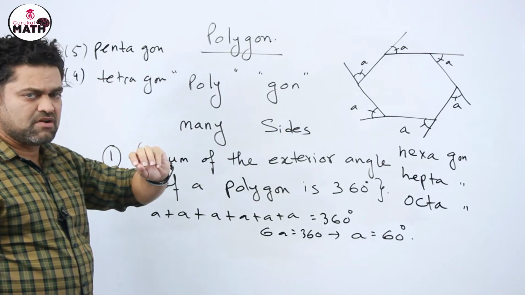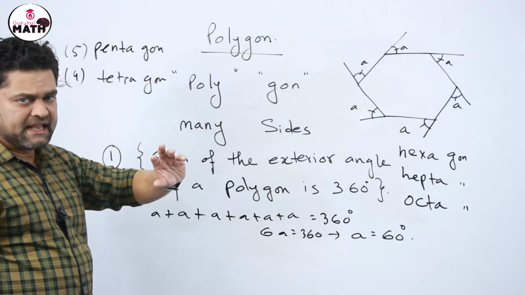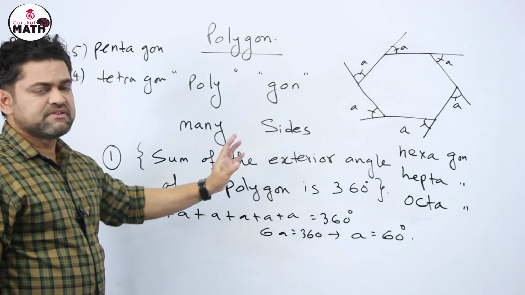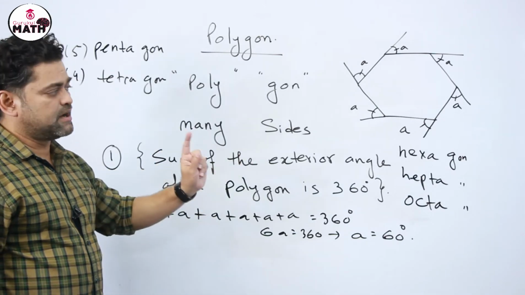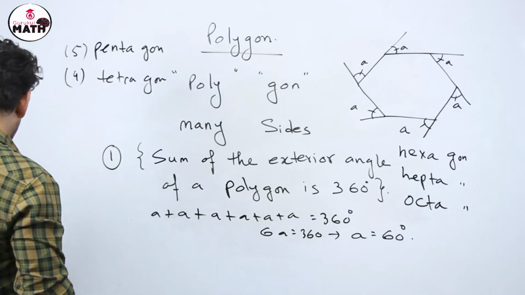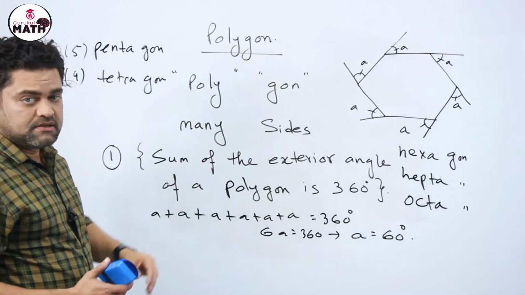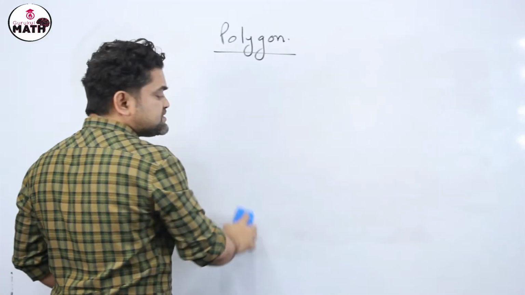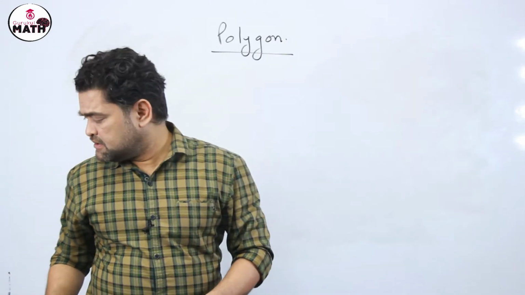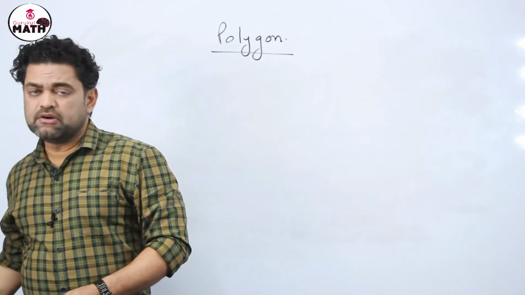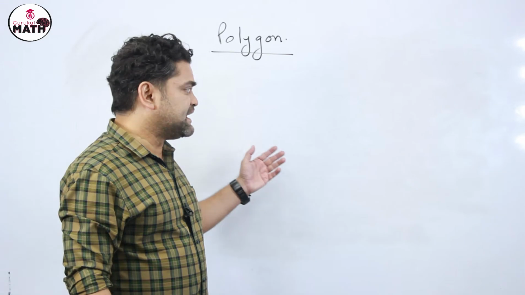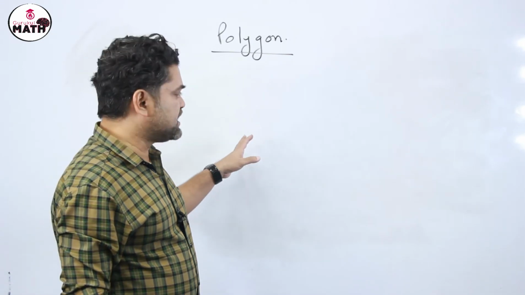It might be a tetragon, so there will be 4 angles, and that will also be 360 degrees. You must remember, the outside of the polygon: the sum of the exterior angles of a polygon, I have told you, is 360 degrees. Now, the sum of the angles of a polygon.